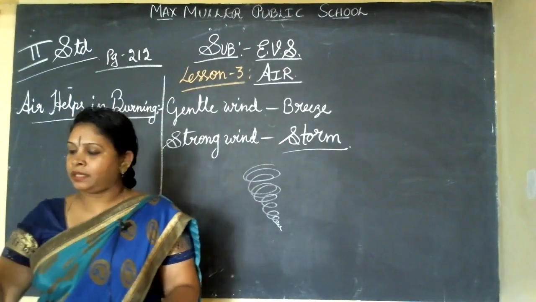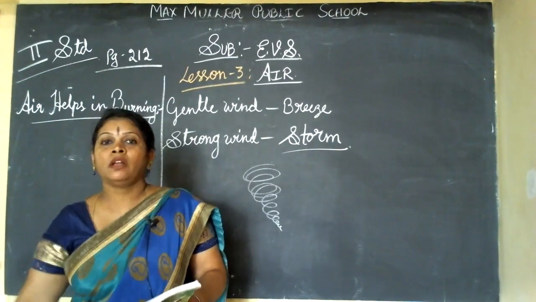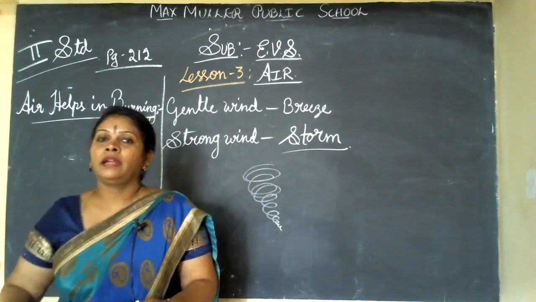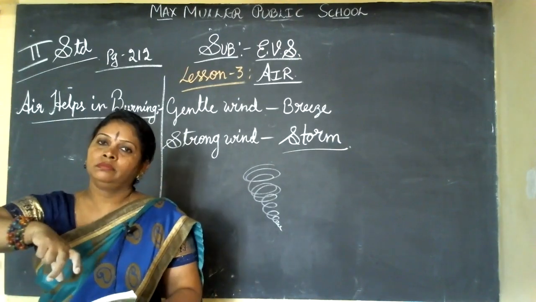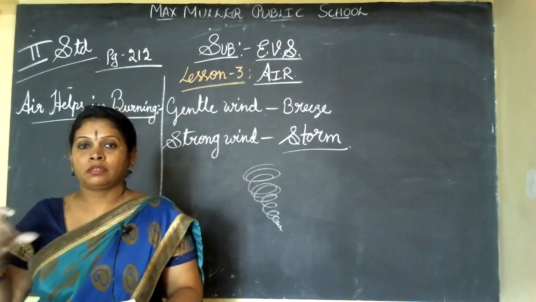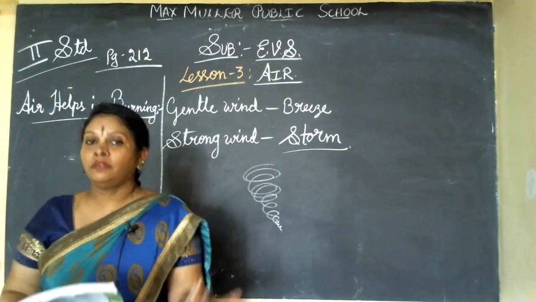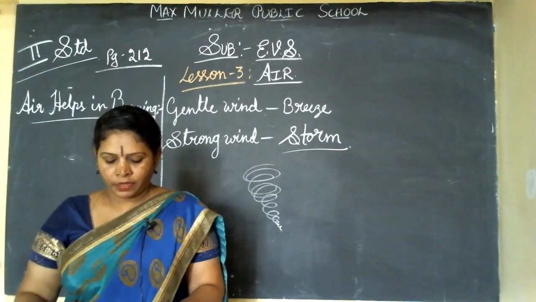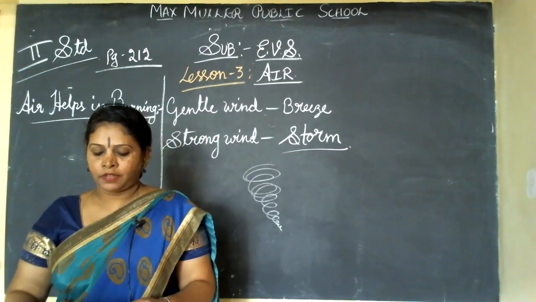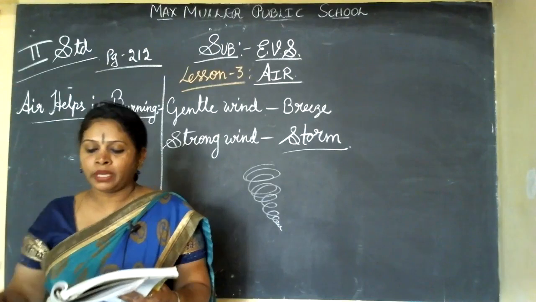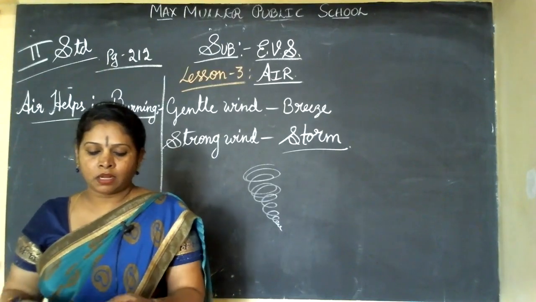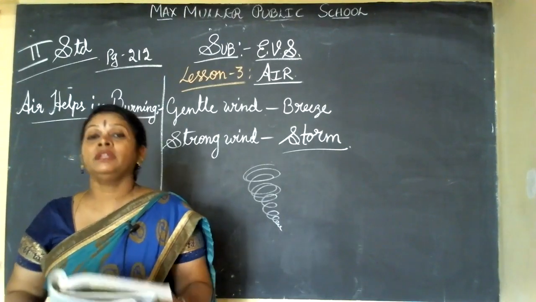So once you light the candle and stick it like this on the table, take one glass and cover it. A transparent glass, cover it like this. What will happen? Do you think the candle will be burning? No, the candle goes out after some time because there is no air inside the glass jar. This shows that air helps in burning.